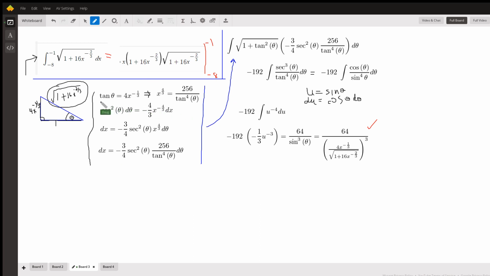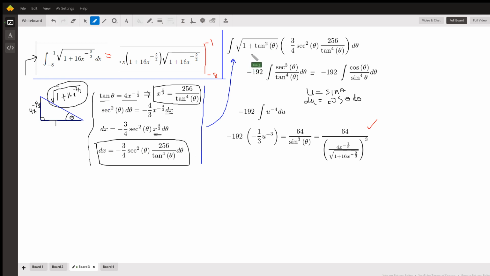I won't go through all this, but there's the substitution. If we take the derivative of tangent of theta, we get secant squared theta d theta equals -4/3 x to the minus 4/3 dx. We can solve for dx and get this, but we still have this x to the 4/3 in here. And I can arrange to solve for x to the 4/3 this way. And so there's what we get for dx, which could be simplified a little bit.